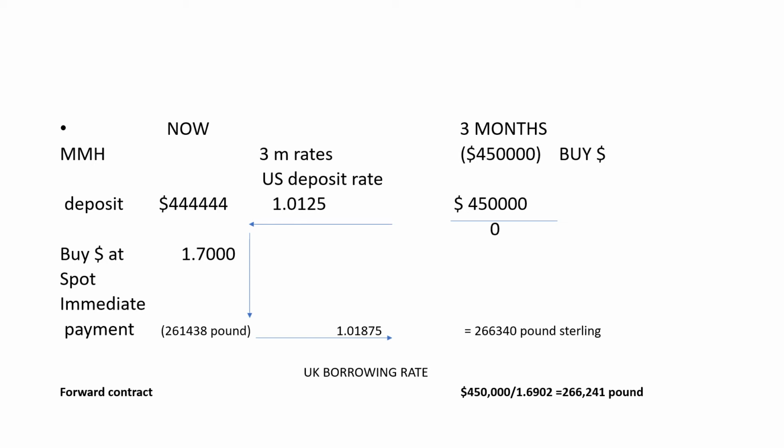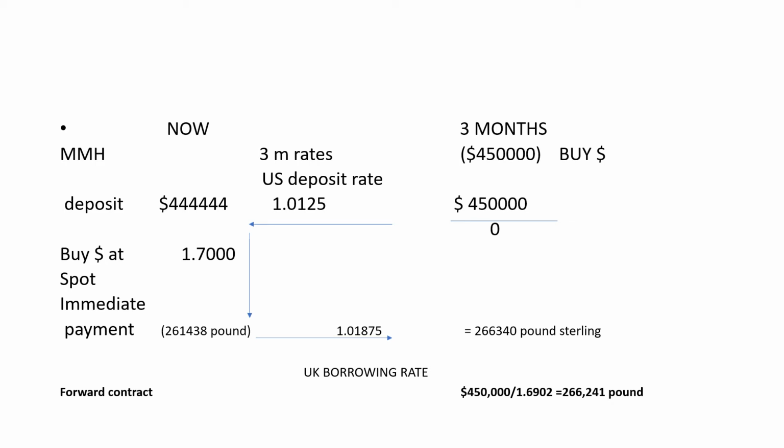As contrast to that, if we go for a forward contract, that would be 4,50,000 divided by 1.6902, which is equal to 2,66,241 pounds. When we compare both these methods, it seems that when you go for a forward contract, it would be a little cheaper than going for a money market hedge. But overall, when we look into the details, this difference is due to a rounding of the figures, as there would be no difference between using a money market hedge or a forward contract, though it looks a little cheaper.